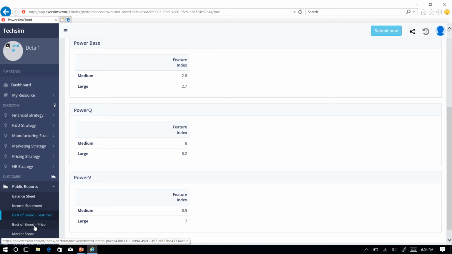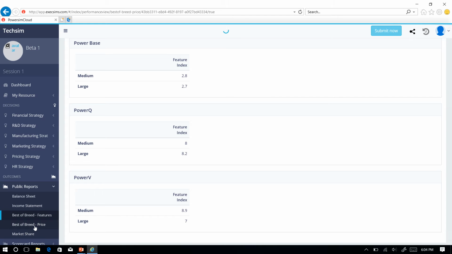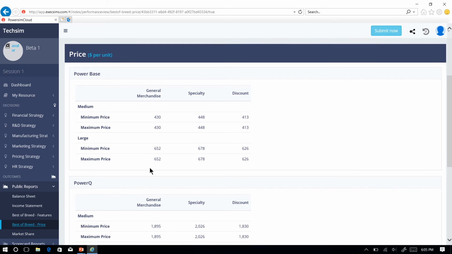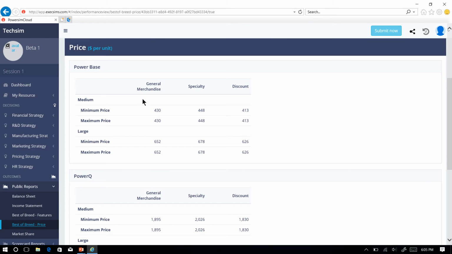So the next thing we're looking at is best of breed price. And here we are looking at something similar to the last section, except for this, we're looking at price. And so you can see it is looking at the price between the three different channels that the product is being sold under. So the first one is general merchandise, and then we have specialty, and then we have discount. So we can see the minimum and maximum prices for the medium and large sizes.